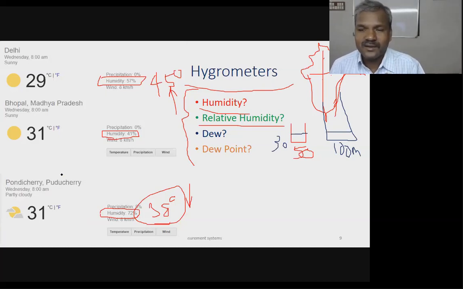So this is called cold air. This is called warm air. Okay. Both containers have equal amounts of water, but if you pour more and more water here, this cup will saturate quickly. We are pouring the same amount of water into both cups.